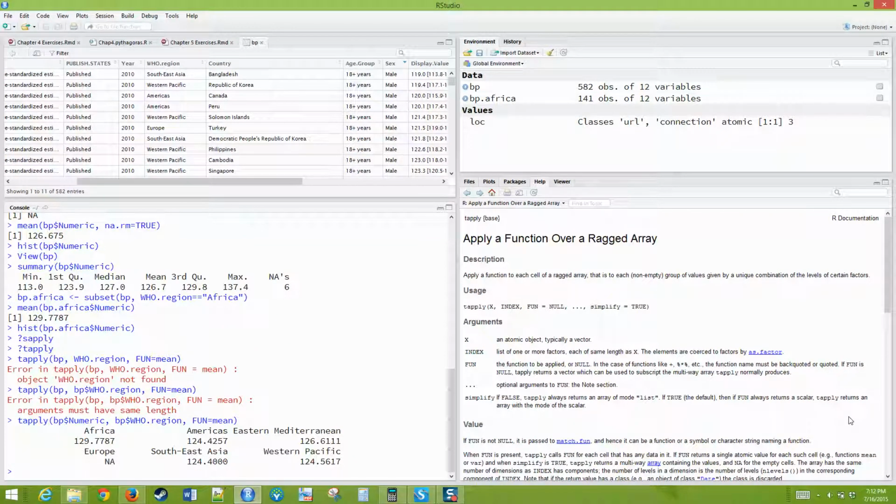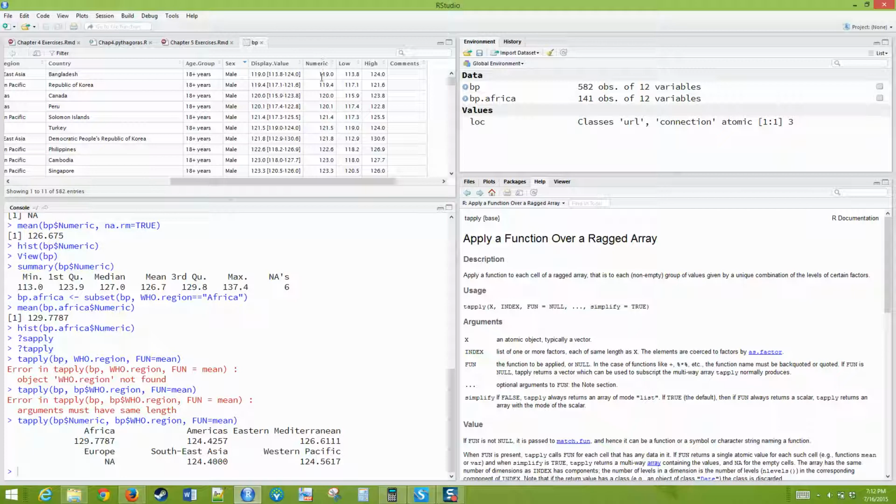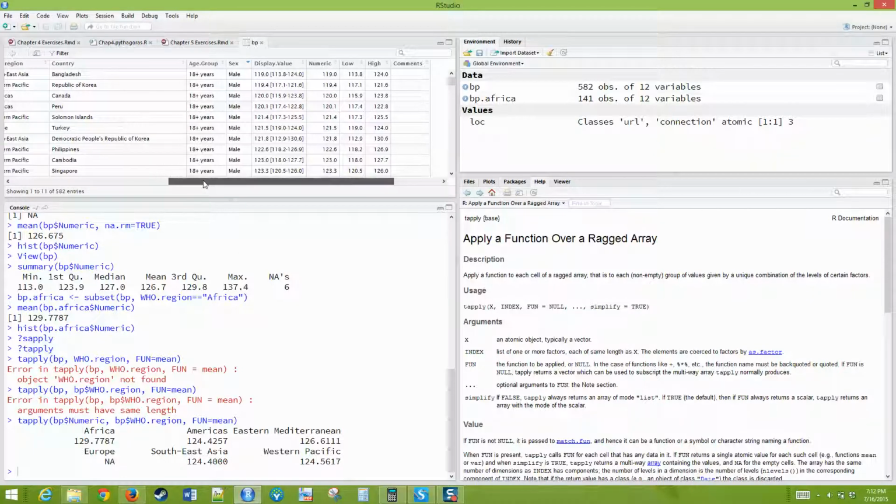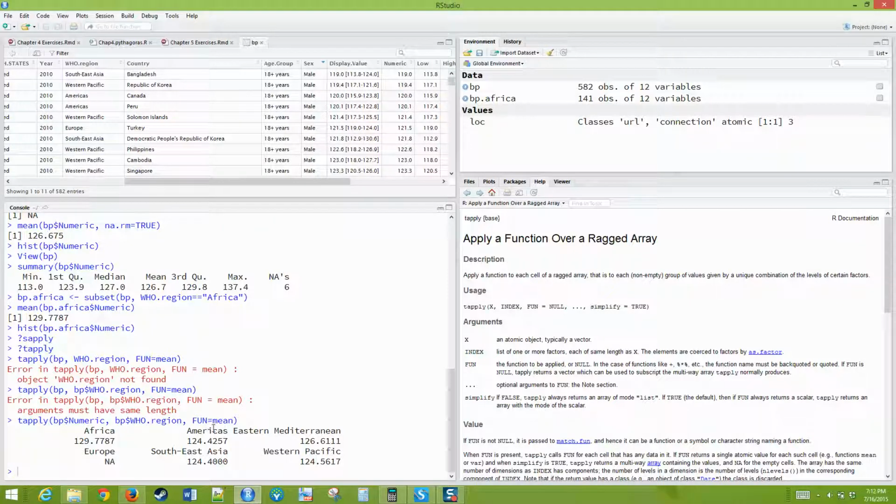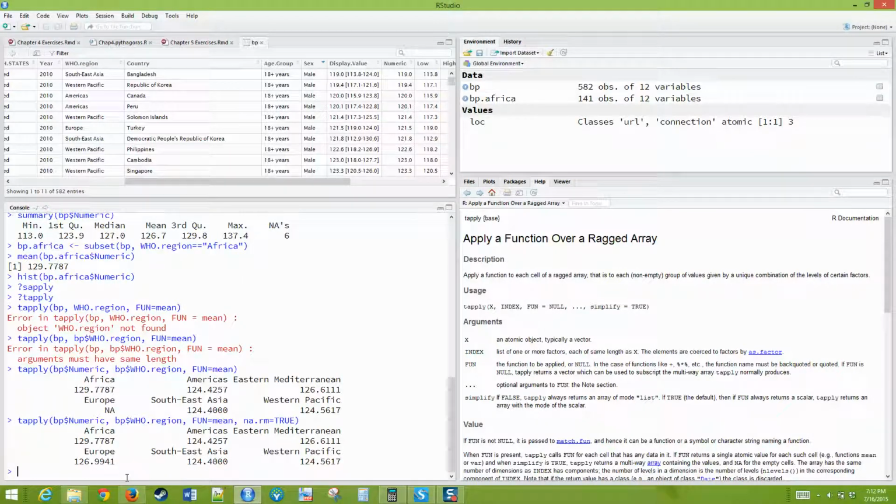So a little bit of guess and check here, but I can use this function tapply, and what I'm saying is I'm telling it to apply it to the column numeric, but I want you to group it by WHO region, and then the function I want you to apply is the mean. Okay, and so here I'm getting NA for Europe, so I should probably do mean and do NA.RM equals true, and then I'll get my answers that way as well.